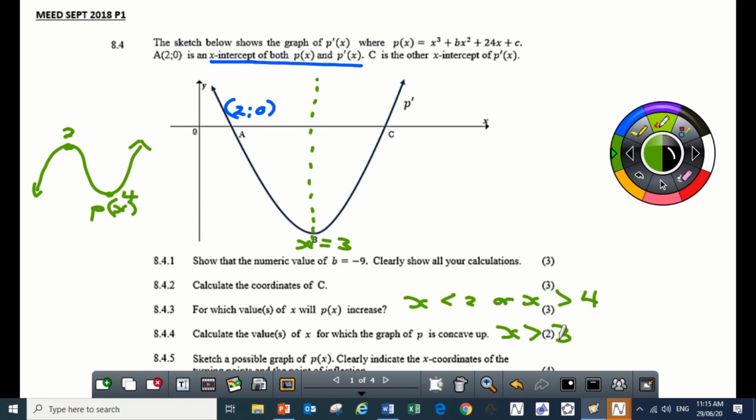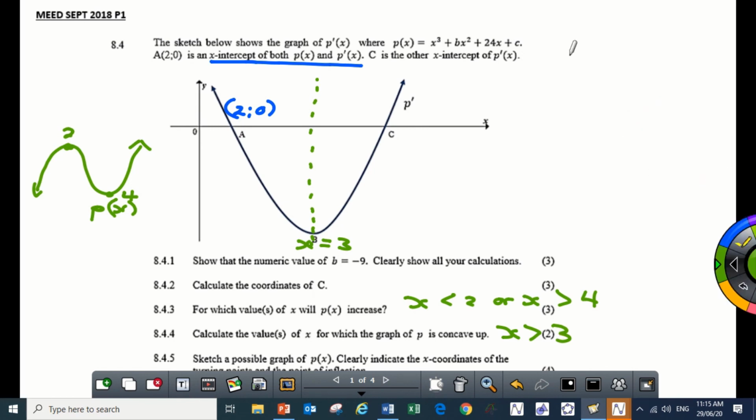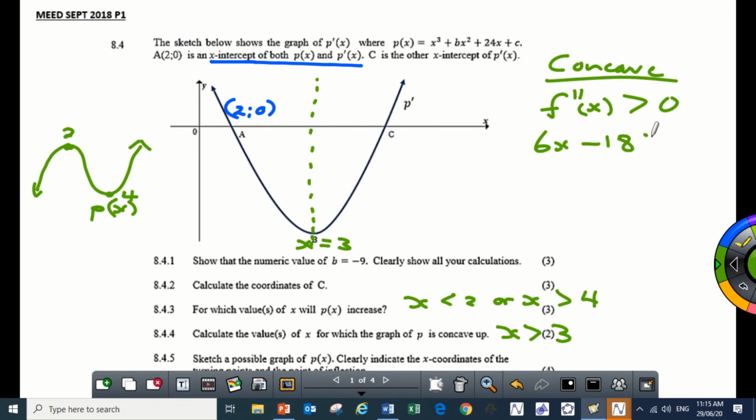If you think you can get confused there, then go by the inequality. Find your second derivative and substitute. Because remember, if it's concave up, you can do it this way. Concave up, second derivative is greater than 0. What's your second derivative of p of x? 6x minus 18. So we get 6x greater than 18. Therefore, x is greater than 3.